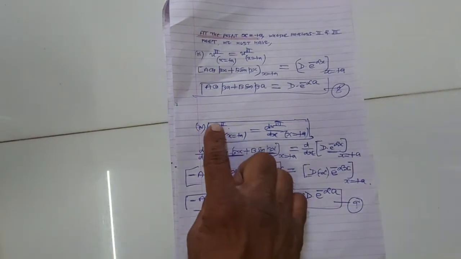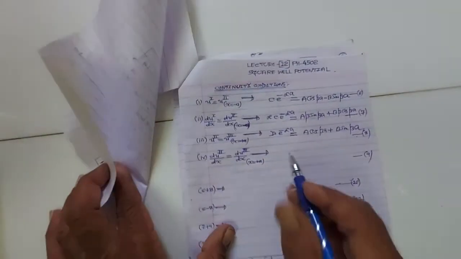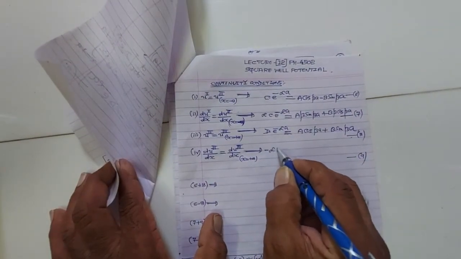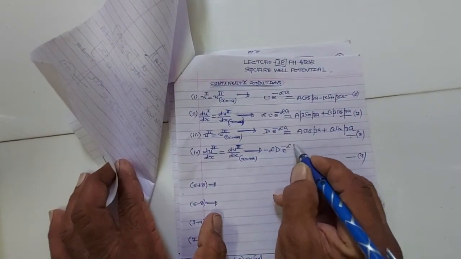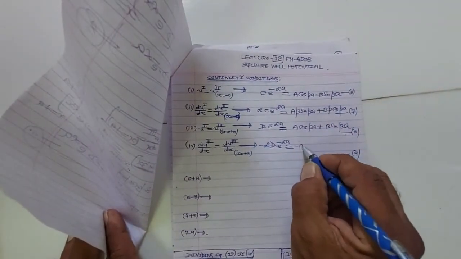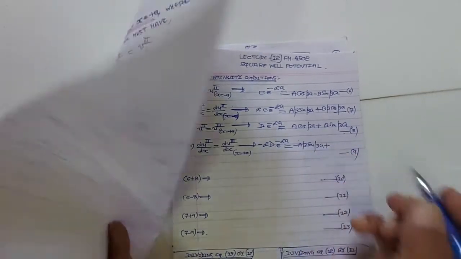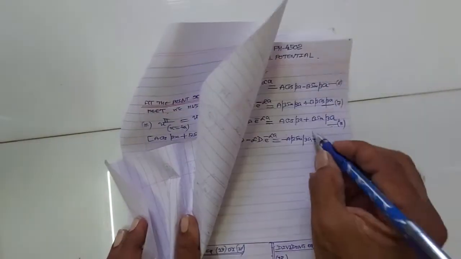So from du2 by dx equal to du3 by dx we get equation 9: minus alpha d e raised to minus alpha a is equal to minus a beta sin beta a plus b beta cos beta a.